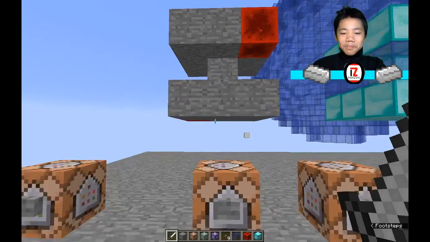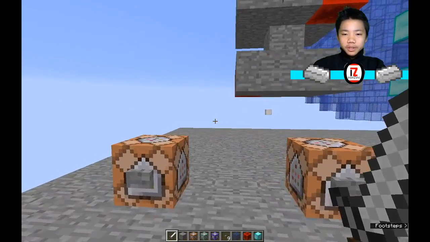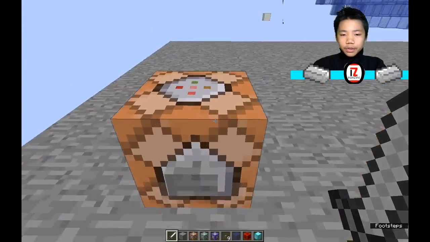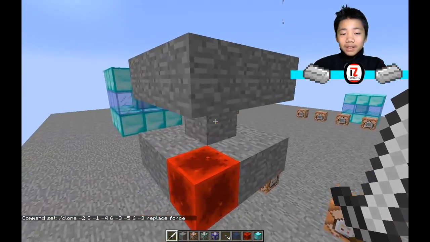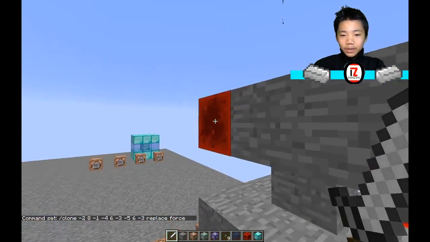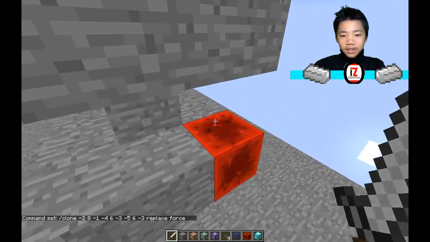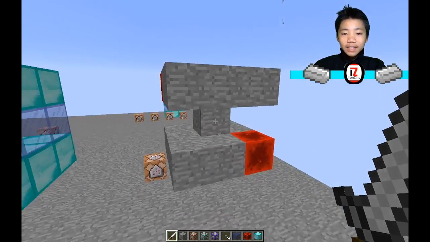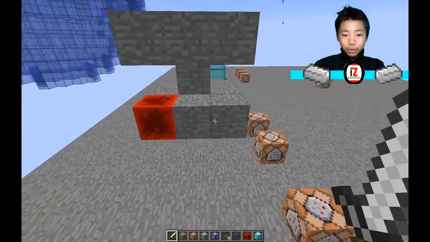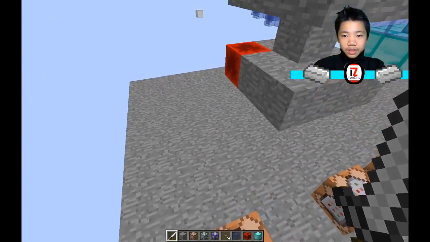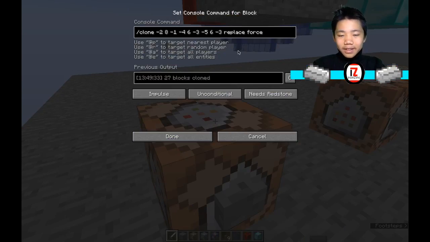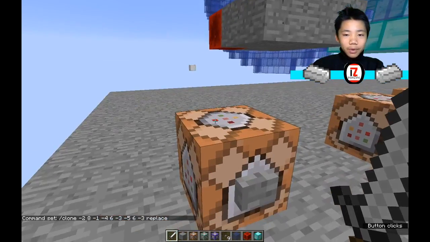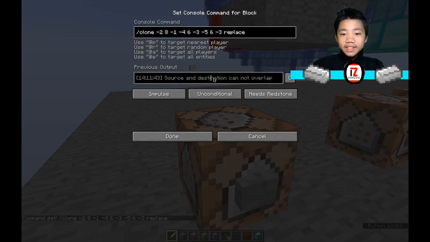Now, there is another one called forced. So basically, if I try to clone like this, which means the area I selected with these two redstone blocks and the area I wanted to clone to is overlapping. If you don't get what that means, you will in a sec. So if I take away force and then I click this button, nothing will happen. Why? Because the source and destination cannot overlap.